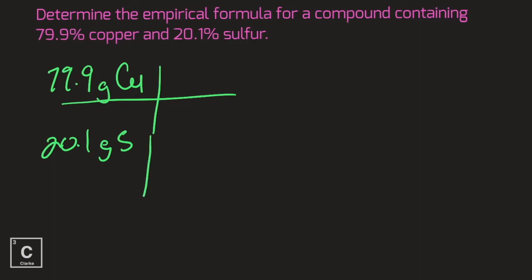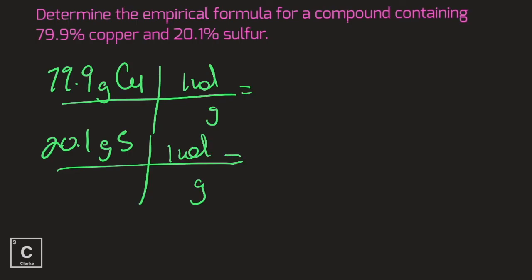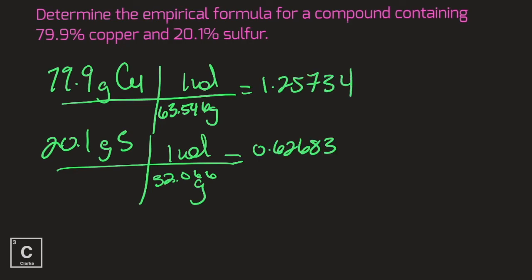Set my problem up, bring my unit down. That's equal to a mole. Molar mass of copper, 63.546. And then sulfur, 32.066. So I'm going to convert mass to mole using lots of decimals. I'm getting 1.25734. Okay, so now we need to divide by small.